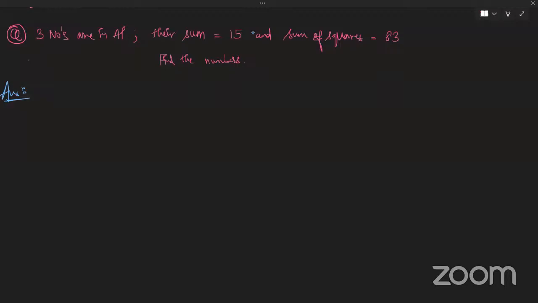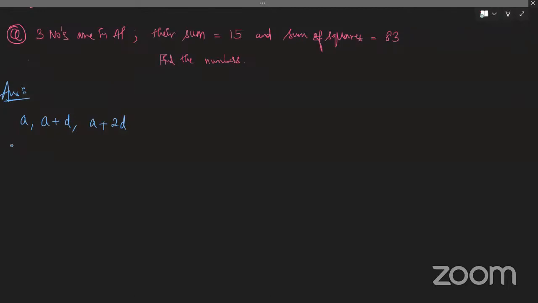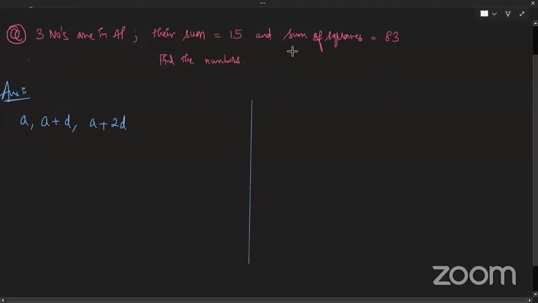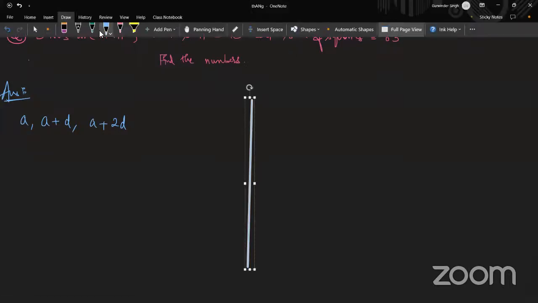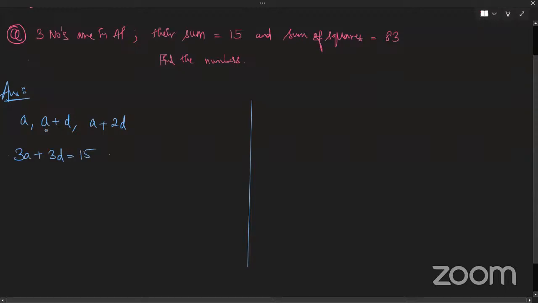Okay, fine. So yeah, how will you approach this question? You can assume the numbers to be A, A plus D and A plus 2D. Right? You will do it this way? Yes, sir. Great. So after this, it is known that the sum of the numbers will be 3A plus 3D, right? That is equal to 15. So in other words, A plus D is 5.